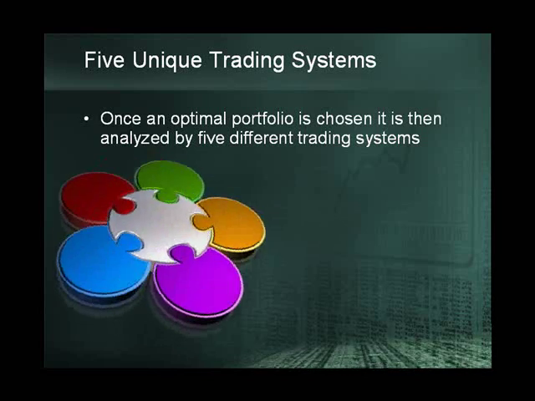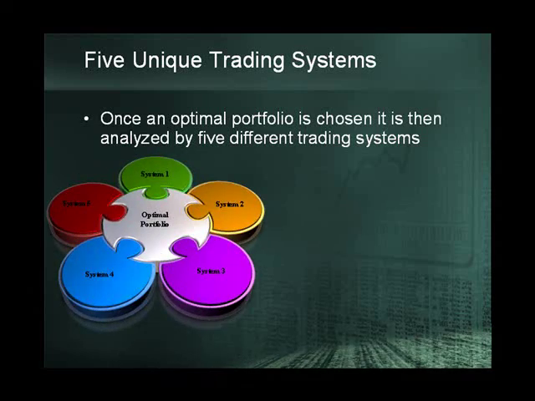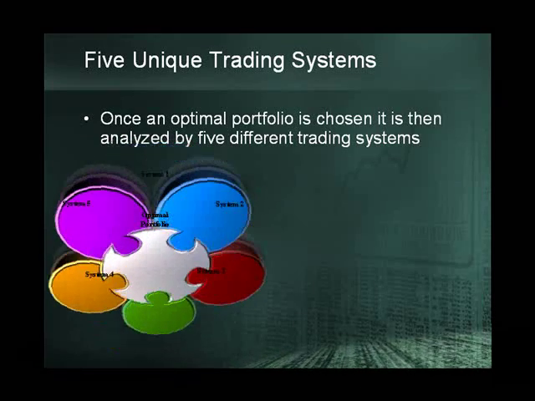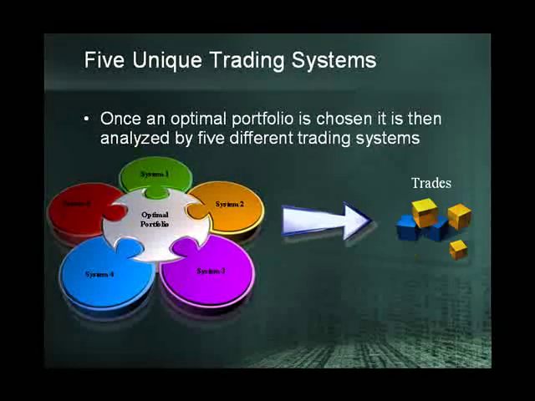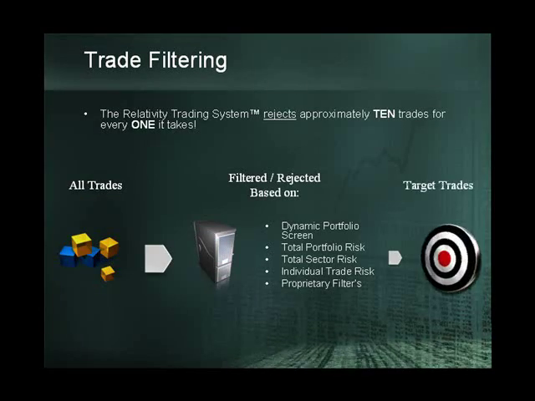The Relativity Trading System is made up of 5 different individual and unique trading systems. Once the optimal conditions have been identified and the optimal portfolio selected, it's at that point that those 5 systems plug into those optimal markets and on a daily basis work to generate trading signals. As you can probably imagine, with 5 different trading systems looking at over 70 markets, there's a very large number of trades that are generated.